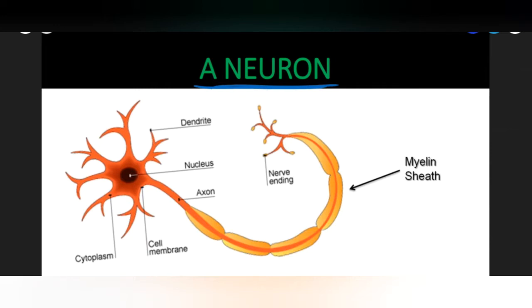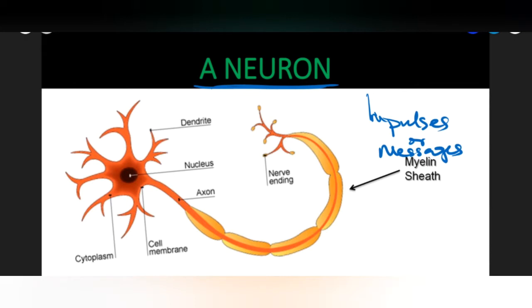Now, when we talk about impulses, we are talking about messages. So these messages, the neurons are responsible for transmitting them, and they transmit them in form of electrical charges. Now, a typical neuron is divided into three.